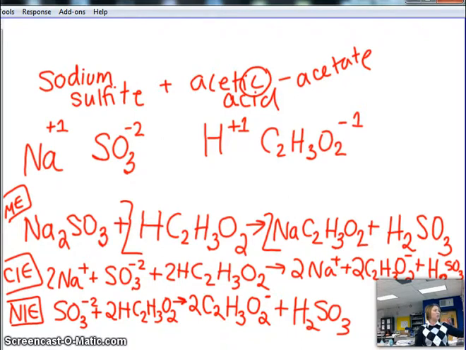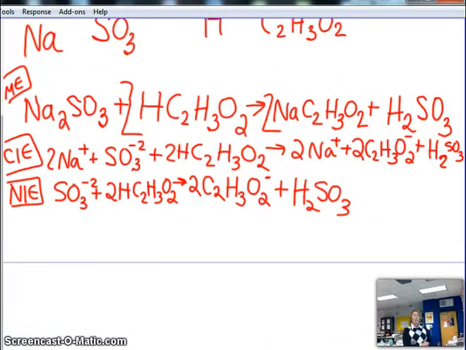Anything with group 1 is soluble, I broke it down. This is a weak acid, I kept it together. And then I simply just remove the spectator ions to get my net ionic equation, as you can see there on your screen. Okay? So we'll do some more practice with this in class tomorrow.